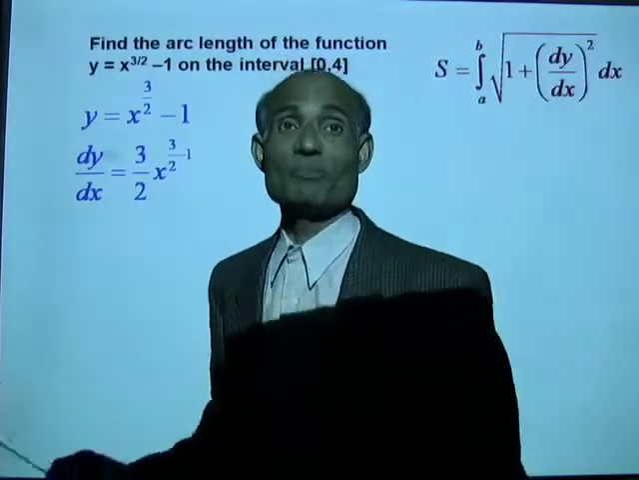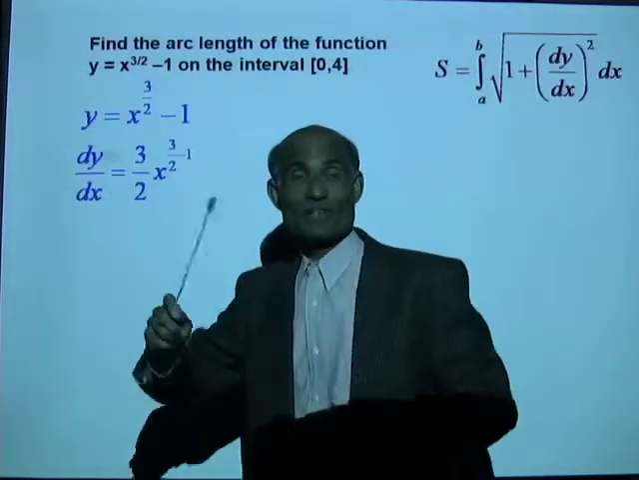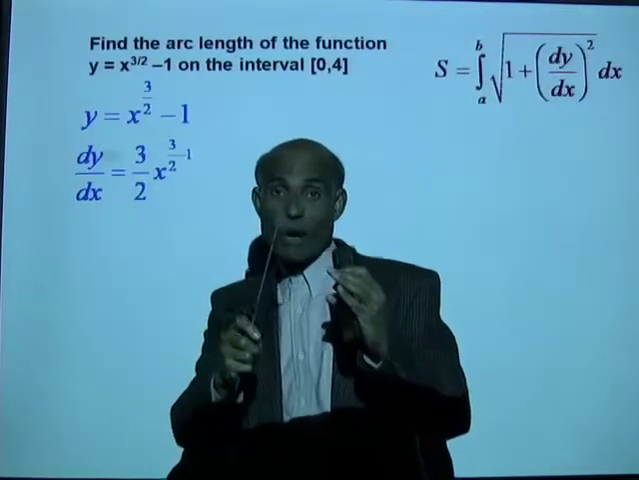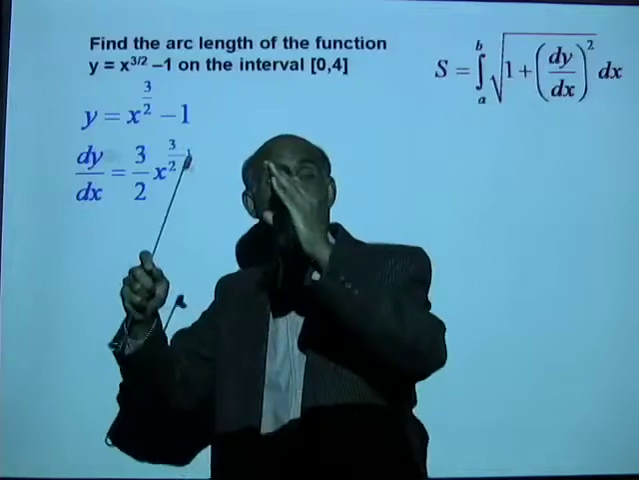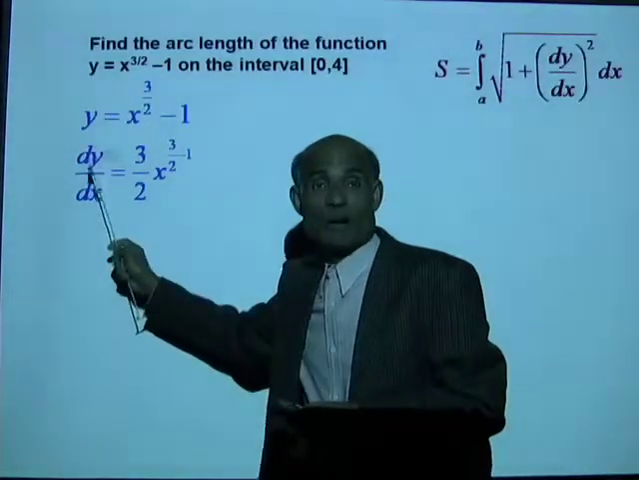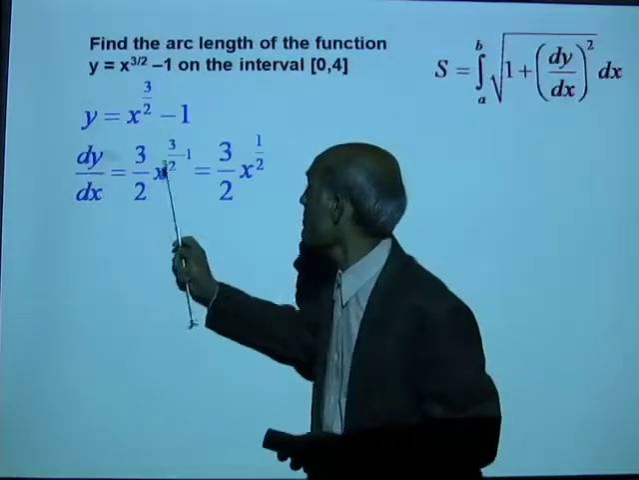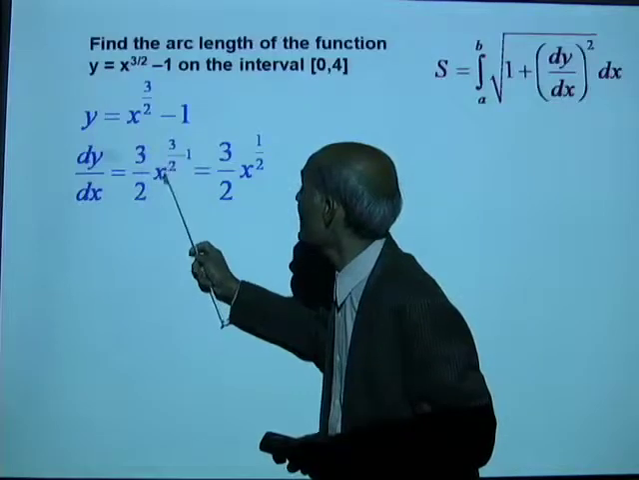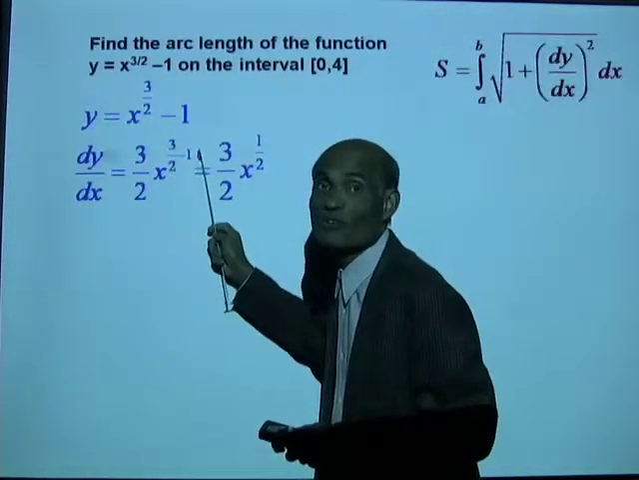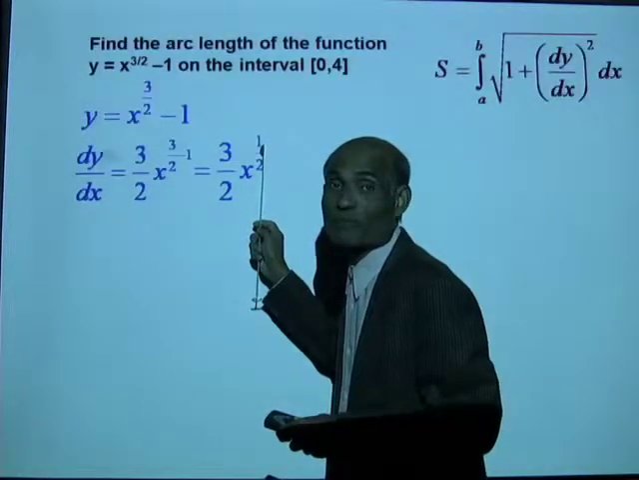Alright, what's the next step? We need to find the square of this. Is that right? Look at the equation. The equation contains square root of 1 plus dy by dx all squared. So we start with dy by dx and now find the square of it. So dy by dx is 3 over 2 x to the power of 3 over 2 minus 1. What is 3 over 2 minus 1? 3 over 2 minus 1 is 1/2.